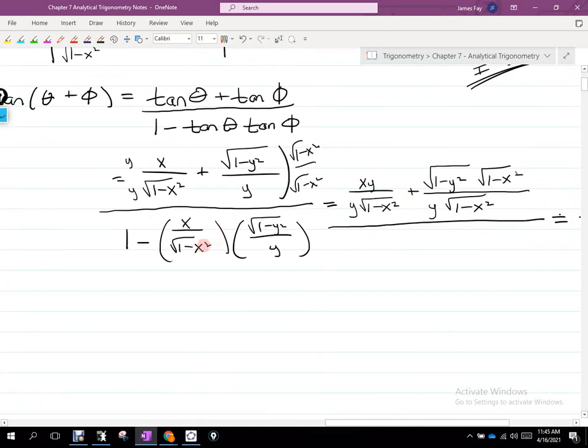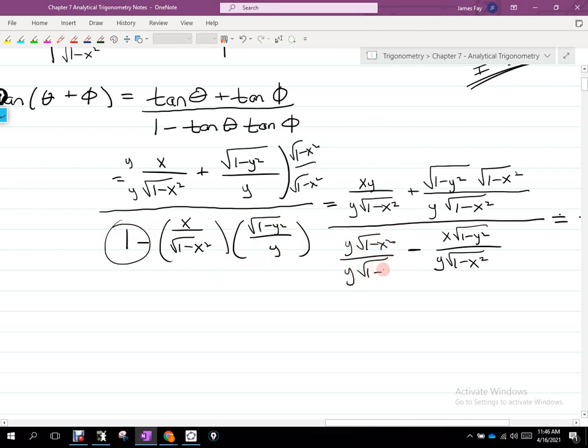So the denominator is 1 minus this product. So I'm going to work with the product real quick. The product is x root 1 minus y squared over y times root 1 minus x squared, right? And it's 1 minus that. So if we're going to go 1 minus this, let's put this 1 in terms of this denominator. So it would be y root 1 minus x squared over y root 1 minus x squared. Everybody okay with that?